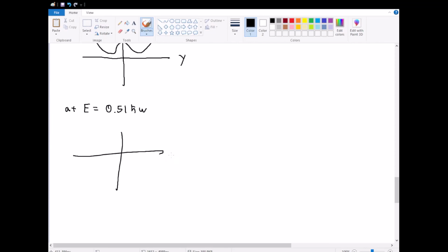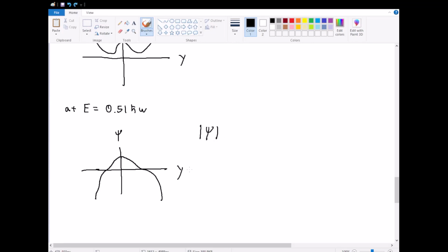Whoops, that's a bit messy. We can probably draw this a little bit better. There we go. So at y and psi, the graph ends up looking something like this. This is the same problem, because the probability density is based on the magnitude of psi squared. So what's going to happen is that this just gets flipped up, but it's still going to infinity at the left and right ends. It just gets flipped.